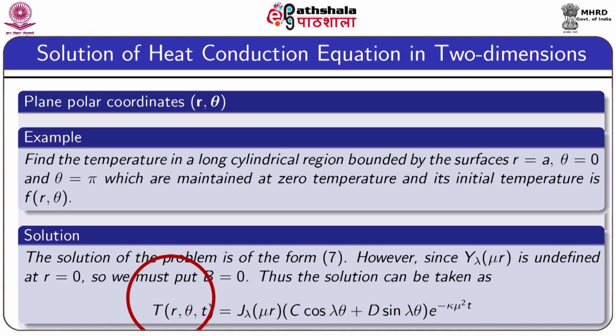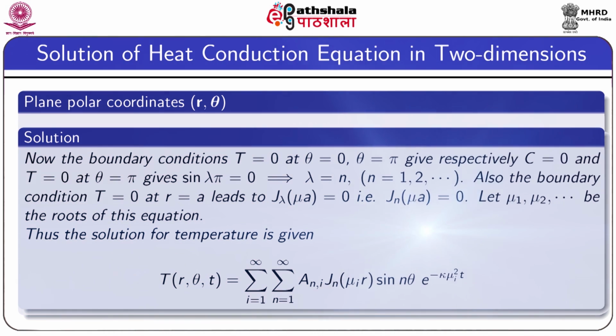So from the general equation, we can write the solution for our present problem as capital T equals J lambda mu r into C cos lambda theta plus D sin lambda theta into e to the power minus kappa mu square t. Now we have to use the boundary conditions. The boundary conditions are given that capital T is equal to 0 at theta equals 0 and theta equals pi. So this gives capital C equals 0, and T equals 0 at theta equals pi gives sin lambda pi equals 0, which implies that lambda must be an integer. So let lambda equal n, and here we have taken only positive integral values, n equals 1, 2, and so on.